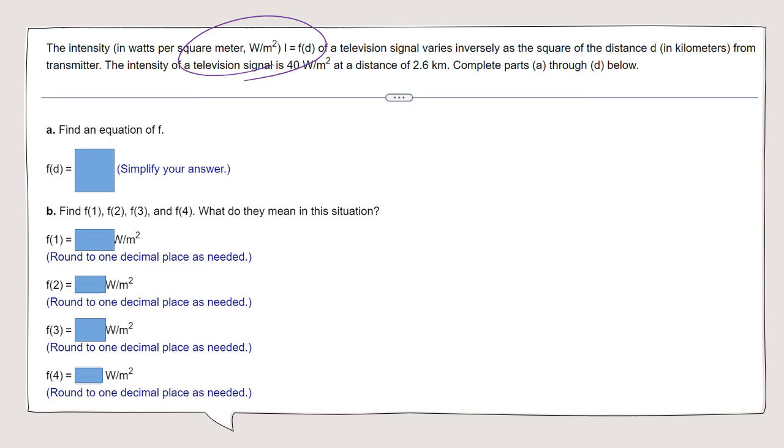And so it tells me that the intensity of a television signal is 40 watts over meter squared, and the distance is at 2.6 kilometers. But since it doesn't say kilometers squared, it says meters, I need to recognize that 2.6 kilometers is actually 2,600 meters. So when we set up our equation, don't forget we need to switch the 2.6 kilometers into meters. After we square that, we're going to remember to multiply on both sides.